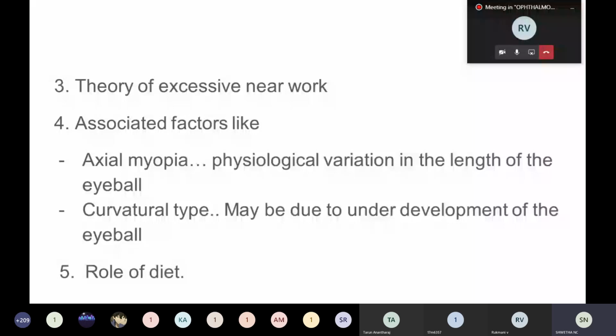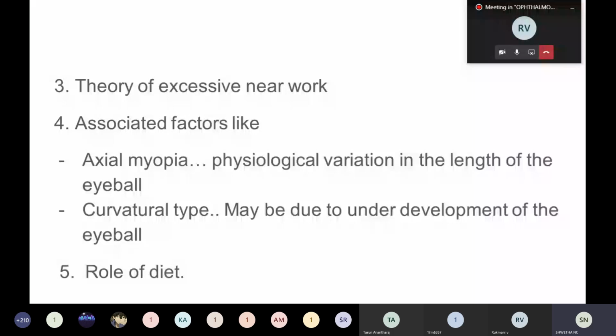Sometimes the role of diet is also discussed. They say if you eat more green vegetables, carrots and all those things... but how far it is true, we don't know. They just say it is one of the causes. If you eat less of this, people will tell you that you get myopia. That is not true. So don't think that if you eat proper vegetables, you will not get myopia. It is not true. Okay.